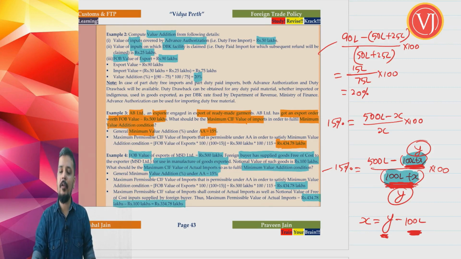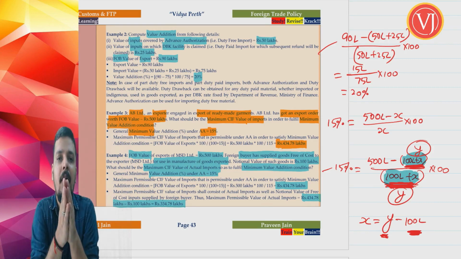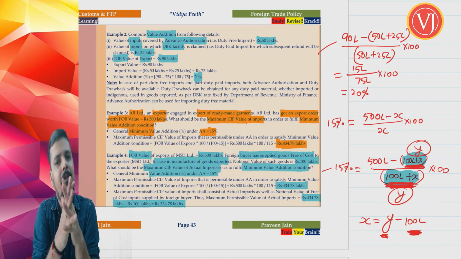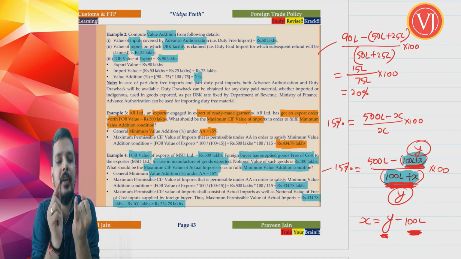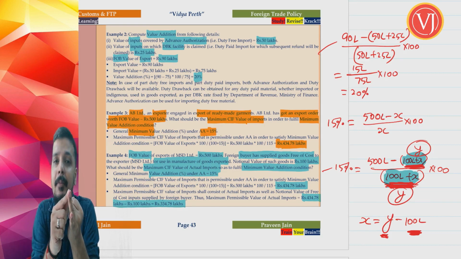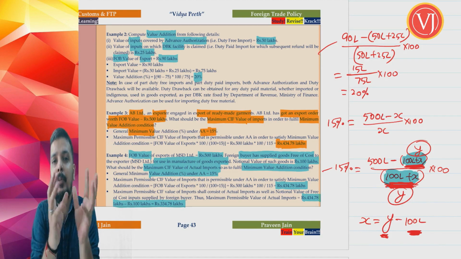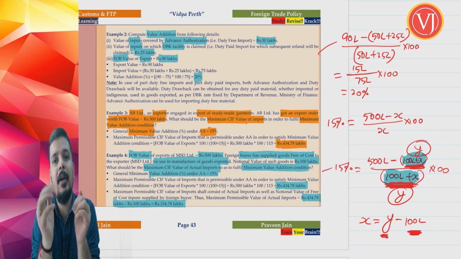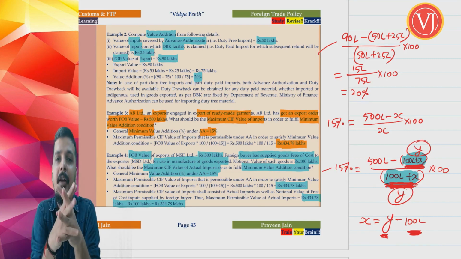Right friends, all you have to remember is the formula. Minimum validation under advance authorization is 15%. For T it is 50%. How to calculate validation? Export value, which includes FOB value of actual exports, FOR value of deemed exports, free on road value for deemed exports, even deemed exports that could have been asked in your question. Then the next thing, what is your import value? Validation is export value minus import value divided by import value multiplied by 100.